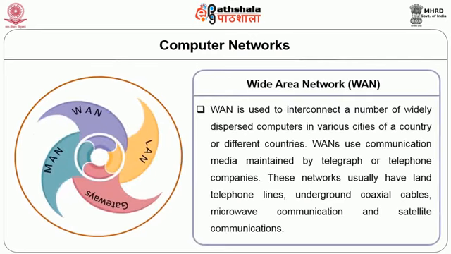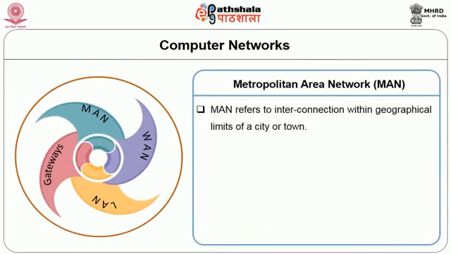Wide area network is used to interconnect a number of widely dispersed computers in various cities of a country or different countries. These networks use communication media maintained by telegraph or telephone companies. These networks usually have LAN telephone lines, underground coaxial cables, microwave communication, and satellite communications. Metropolitan area network refers to interconnection within the geographical limits of a city or town.